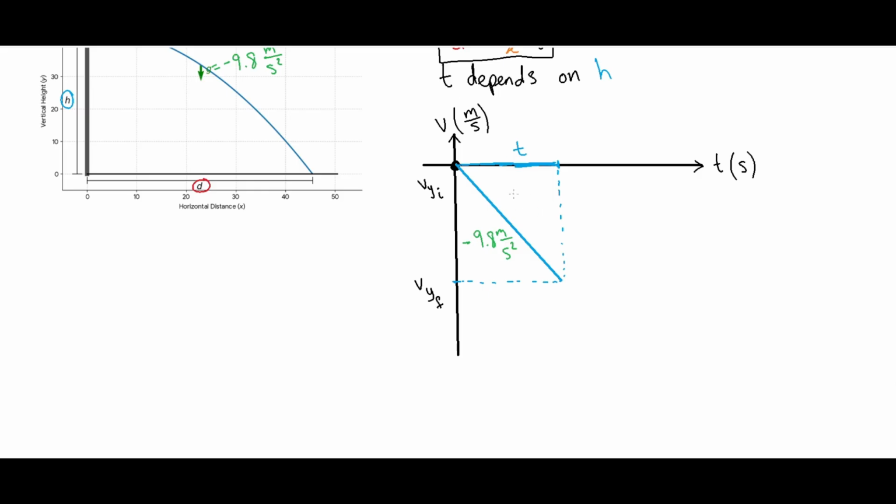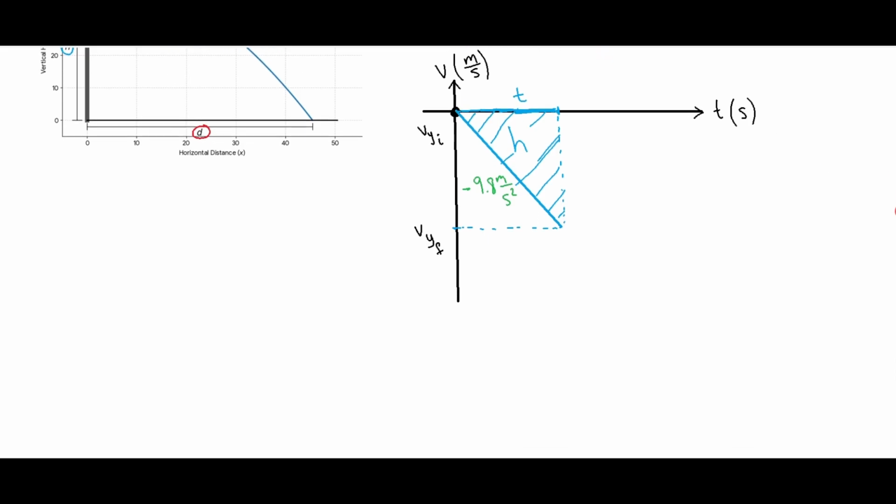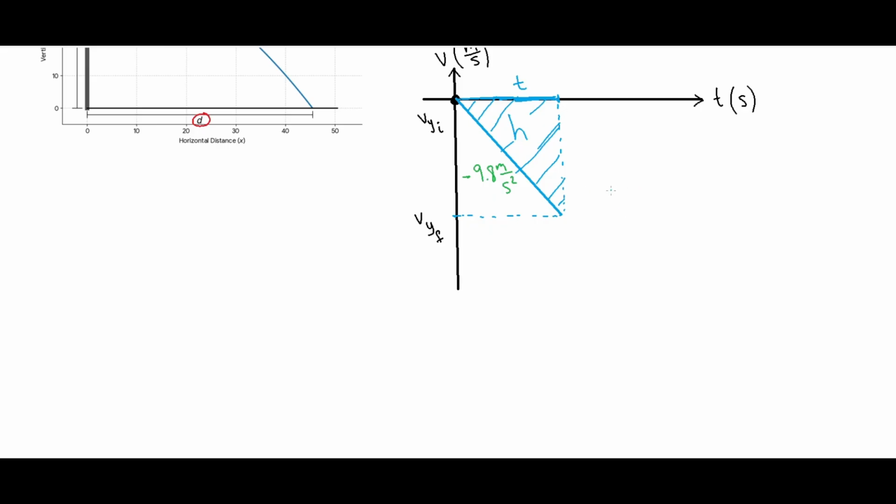And we know that h is the area under the curve. H over here is going to be the area under the curve. So what we want to do is solve for the triangle right over here. The area under the curve right over here is what we would like to solve for. So H is our area, and that's going to be equal to, and the area of a triangle is always 1/2 times the base times the height. So 1/2 times t times the height, which is VYF minus VYI. That's the height right over here.